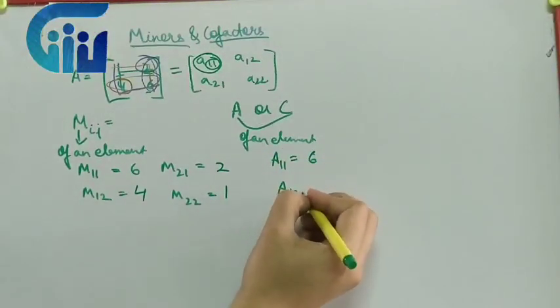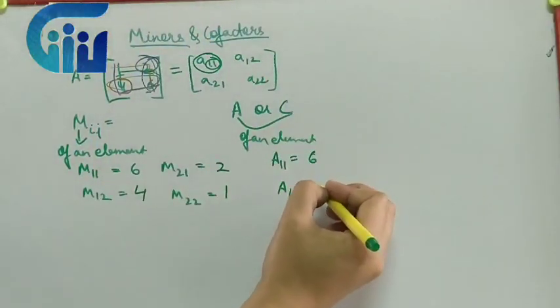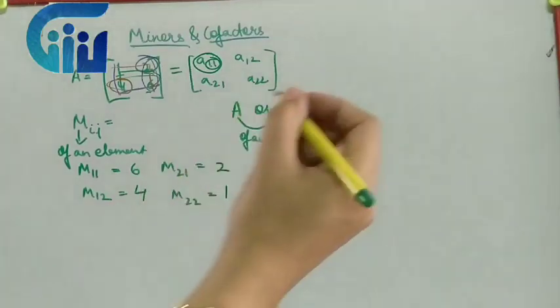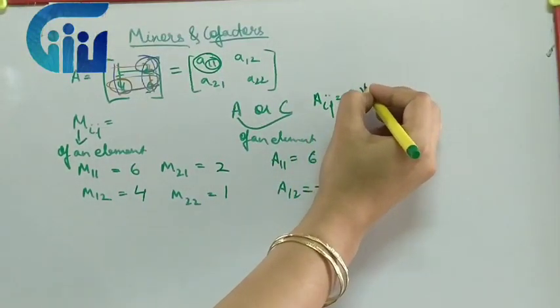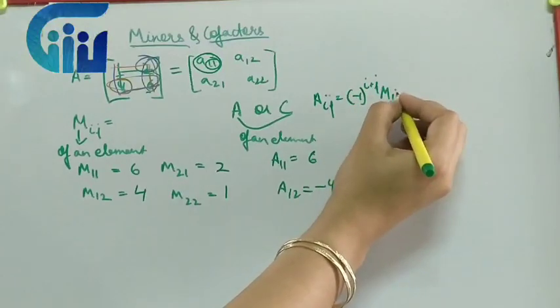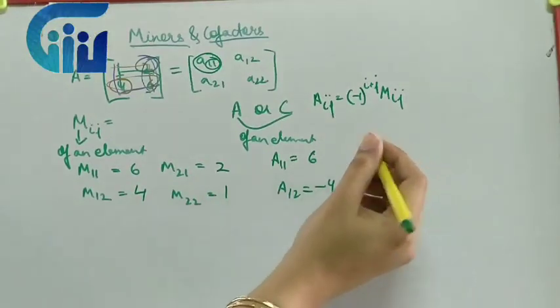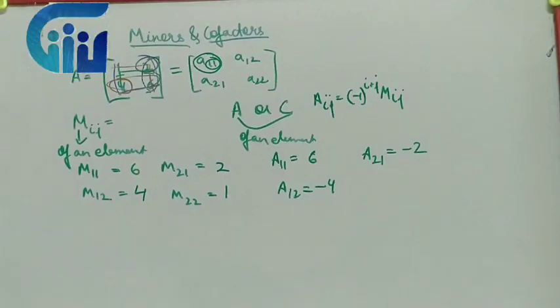If I move on to the next element, 1, 2: 1 plus 2 is 3, an odd position. So the same value with the negative sign. Minor, by taking the sign of the place into consideration, becomes our cofactor. So Aij is written as (-1) to the power i plus j, times the minor. Now next is A21. 2 plus 1 is 3, so this place will have a negative sign. The sign of the particular element will change. If it is negative already, it will change to positive and vice versa.